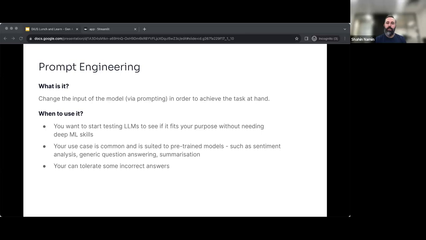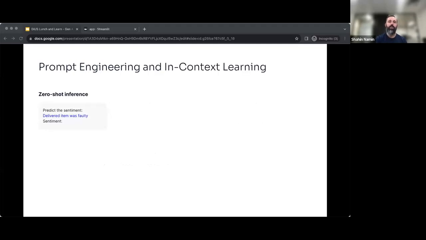So what matters here is that usually prompt engineering gives you some answers, but it might not be accurate enough for your own problem. So if you can tolerate some incorrect answers, you might even stop here. Otherwise, you might go and explore other more complicated techniques in order to get better results for your application at hand. So one approach that is used with prompt engineering is called in-context learning.